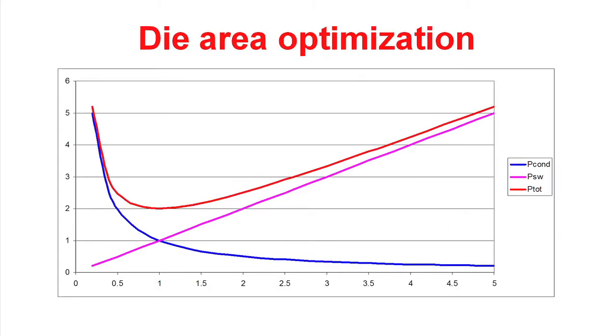Now, here's another way to take a look at this optimization also. What I have plotted here is the losses in a MOSFET in a power supply. And I've plotted conduction losses, I've plotted switching losses, and I plotted total losses as a function of the die area. For instance, we've normalized it to one here, which says that the switching losses and the conduction losses are equal at this point.